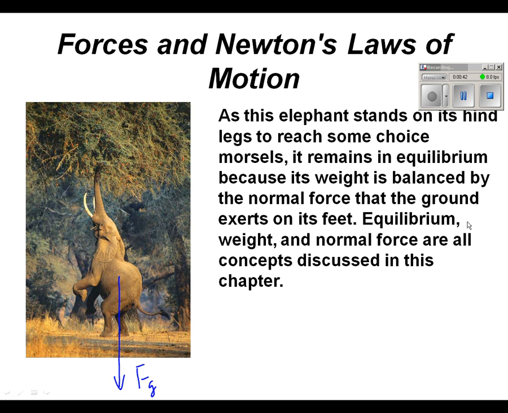And there's another force here that we're going to have to know about called the normal force. It's the force that a surface applies to a mass. And in this case, it's straight up. That's our normal force, F sub n. And because this elephant is in equilibrium, those two forces are equal. Another thing we're going to say is that the summation of those two forces add up to 0. So when a mass is in equilibrium, the forces will add up to 0.